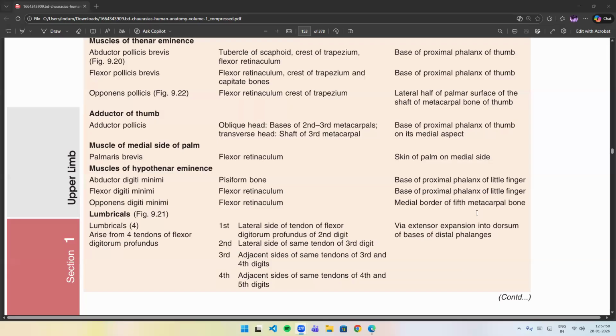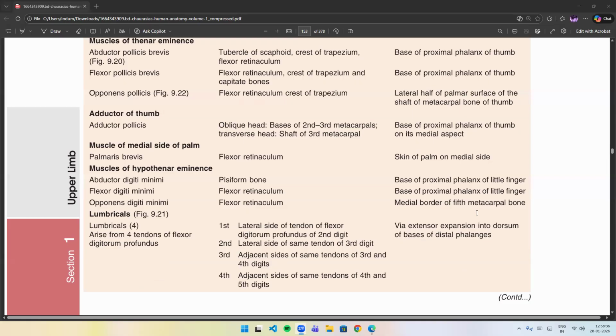Muscles of hypothenar eminence. Abductor digiti minimi. Origin is pisiform bone and the insertion is base of proximal phalanx of little finger. Next is flexor digiti minimi. Origin is from flexor retinaculum and insertion is base of proximal phalanx of little finger. Number 3 is opponens digiti minimi. Origin is from flexor retinaculum and insertion is at medial border of fifth metacarpal bone.